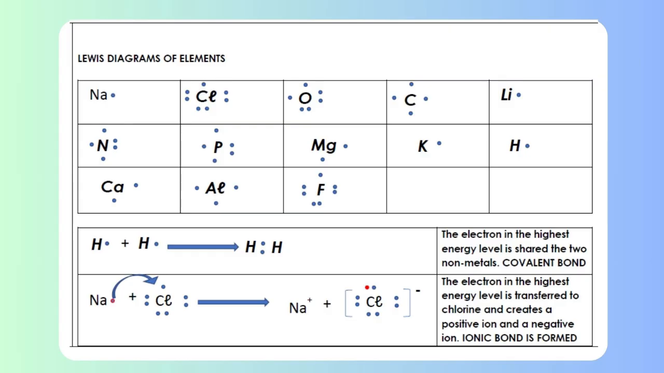The electron in the highest energy level is shared between the 2 nonmetals. Covalent bond. The electron in the highest energy level is transferred to chlorine and creates a positive ion and a negative ion. Ionic bond is formed.